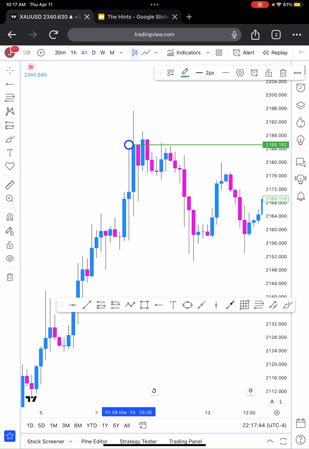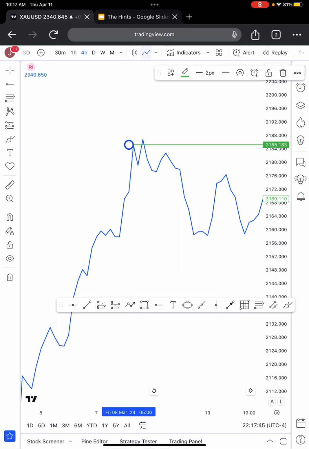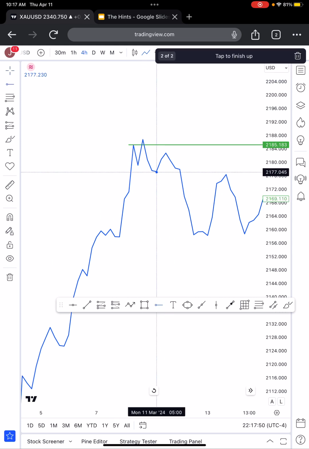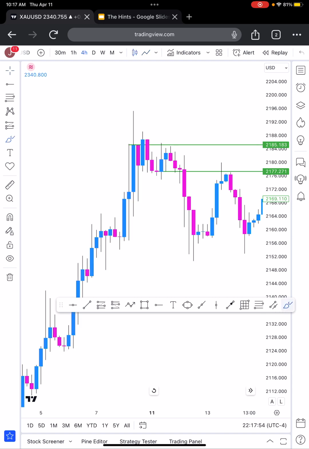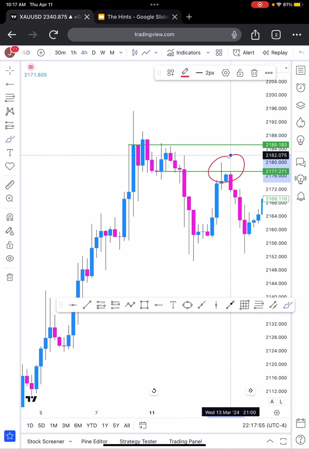Okay, got it. Now, if you want to play it safe and use a continuation, you wait for the breakout, right? So let's mark the breakout level. Breakout level is right here. Okay. And then you can see price respected, right? So here's the breakout. Here's the H&S.